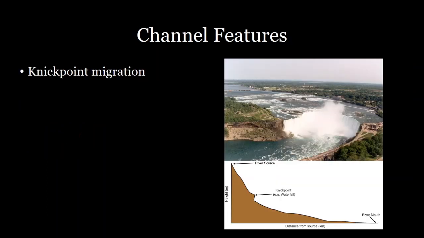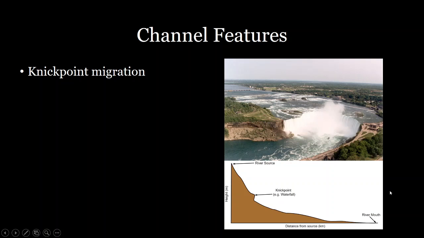So next, let's talk about different channel features. These are interesting things that happen within the channel of a river. The first one is a nick point. A nick point is a sudden drop in the elevation of a riverbed, and often you'll have a waterfall associated with it, like Niagara Falls here.